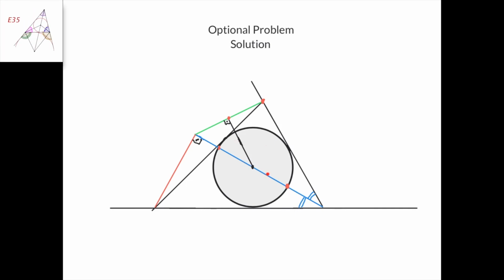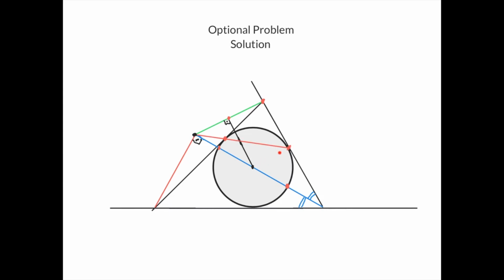First of all, this line connects the vertex of the triangle with the incenter, and so it's an angle bisector of this angle, so this angle equals this angle. And now we notice that this here is a perpendicular from a vertex of the triangle to an angle bisector of some other vertex, and therefore it must lie on the line defined by 2 of the tangent points of the incircle. In this case, this is this line.